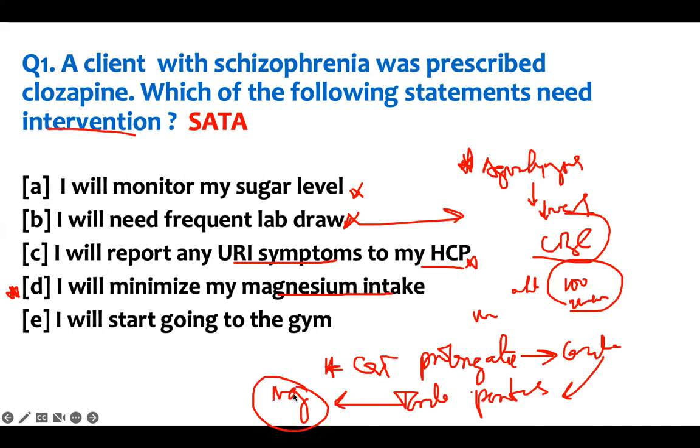Okay, that is the number one cause of Torsade de Pointes. So minimizing your magnesium level is a bad idea. So this we have to intervene.